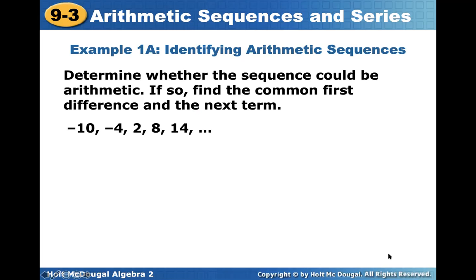So first of all, it says determine whether this sequence could be arithmetic. An arithmetic sequence is like we talked about. It has a common difference. Now, if we wanted to identify whether this was an arithmetic sequence or not, we would find our differences. Well, this goes up 6, this goes up 6, this goes up 6, and this goes up 6. So in fact, that is an arithmetic sequence, isn't it? The pattern is we always add 6. Now, what would the next term be? It would be 20, wouldn't it?